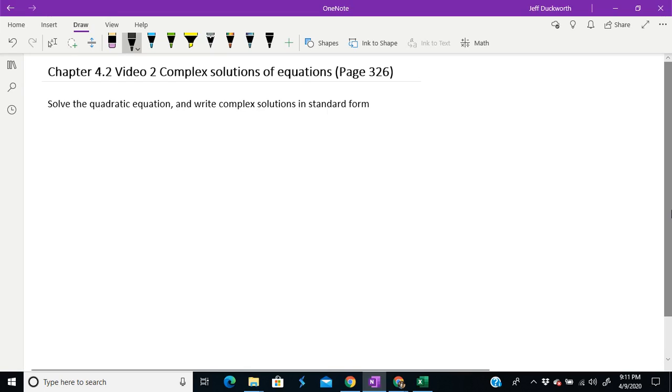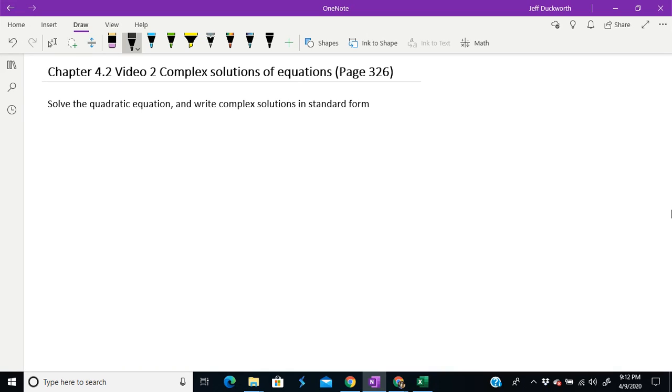I'm going to do some problems from the next section in 4.2, meaning the next group of problems. Here they're going to give us quadratic functions, and we're going to use a quadratic equation and write any complex solutions in standard form. So let's get to it.